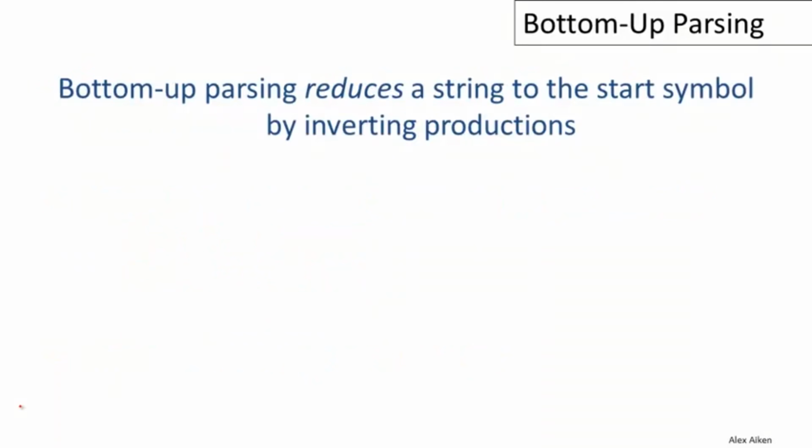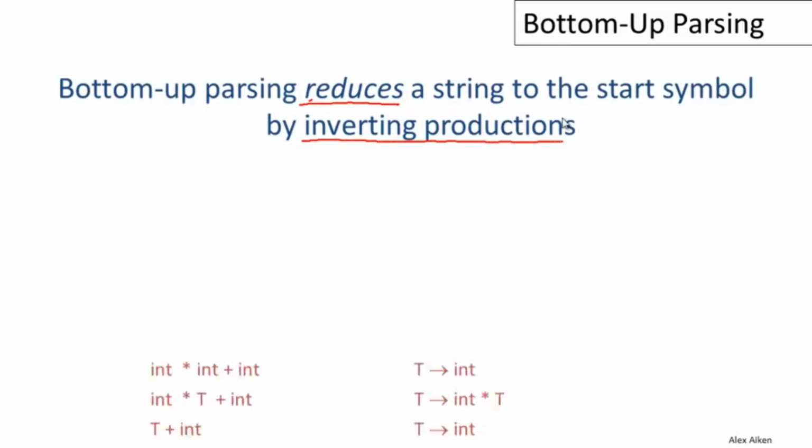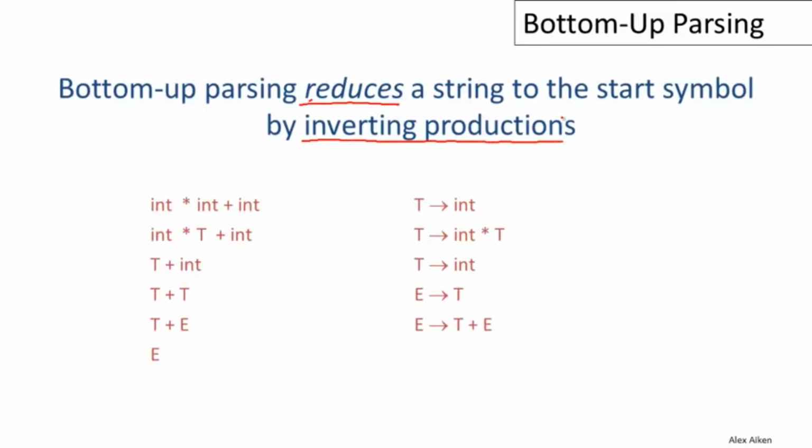So the first thing to know about bottom-up parsing is that it reduces, what we call reduces, a string to the start symbol by inverting productions, by running productions backwards. So here's an example. On the left-hand side is the sequence of states of the string, and on the right-hand side are the productions that were used.